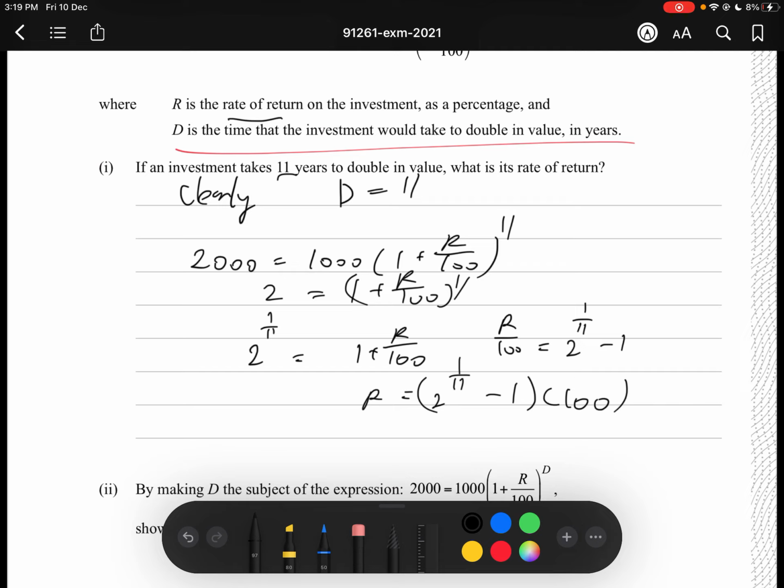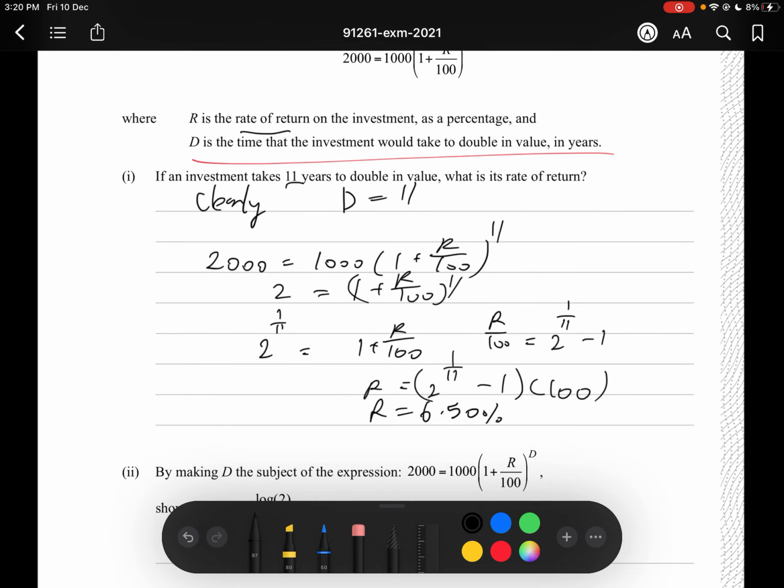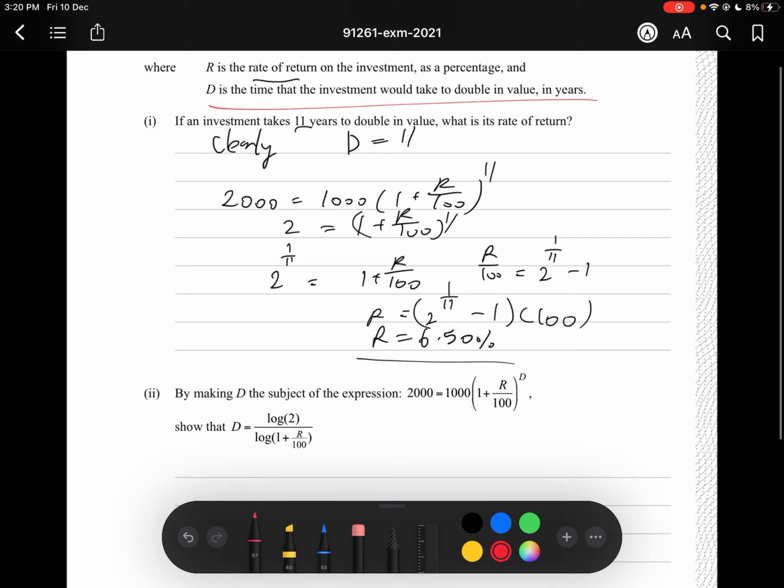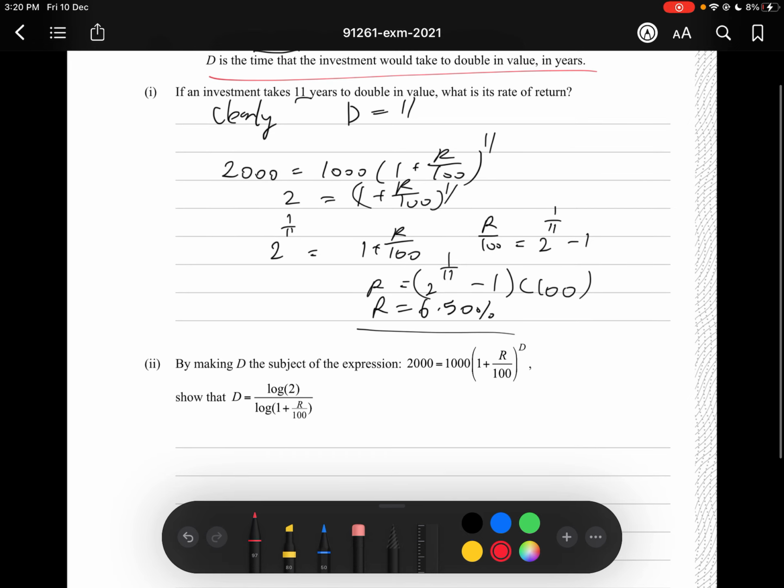2 to the power 1 divided by 11, minus 1, times 100. Alright, so on this calculator, I'm getting R equals 6.5%. Yeah, that's the rate of return, 6.5%. And this is split into parts, so that will be just part number 1.